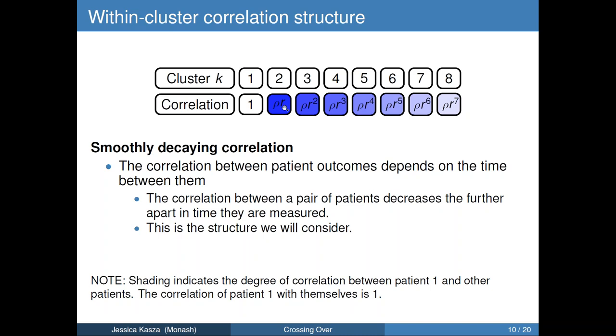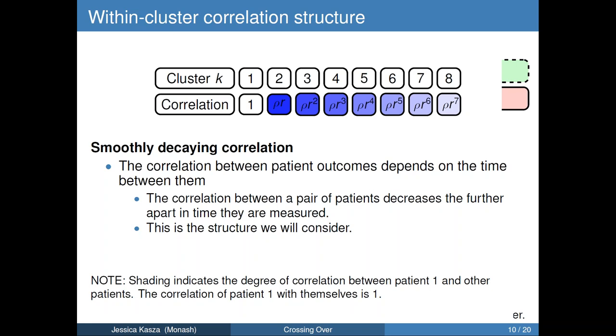So patient one and patient two have a correlation coefficient of rho times some decay factor r, while patients one and eight have a correlation of some base correlation rho times this decay factor r to some power of seven. So this decay factor is a number that is less than one, so these correlations are going to decay the further apart in time these subjects are measured. And this is going to be the structure that we consider for the rest of this talk.